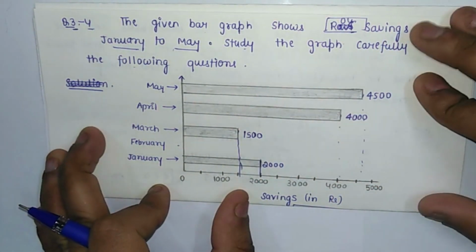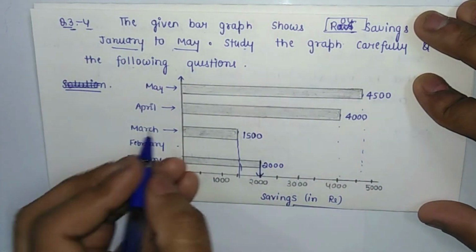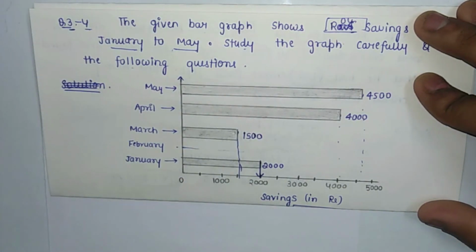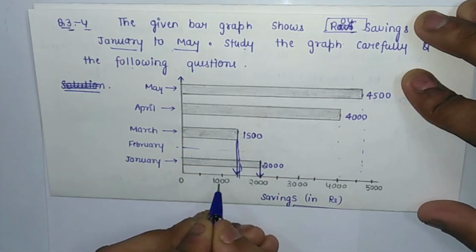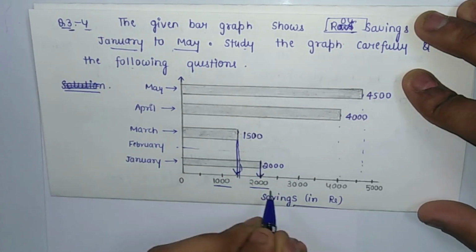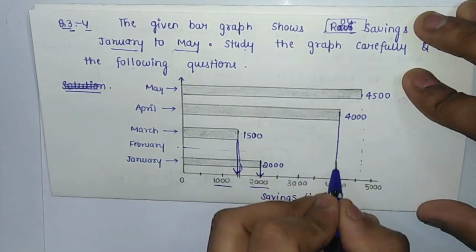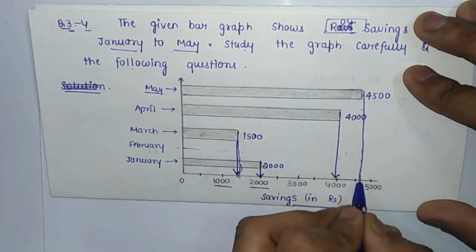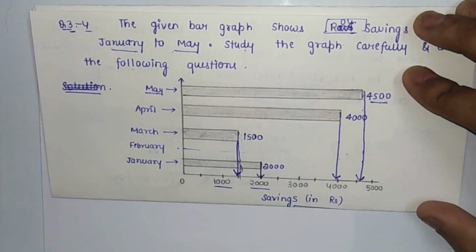Let's first see the graph. In January his saving is equal to 2000. In February his saving is not given, so there might be a question in which his saving is asked to be calculated. Let's see. In March his saving is 1500, because this is in between 1000 and 2000, so it will be 1500. In April his saving is 4000. In May his saving is 4500. So let's take a question.